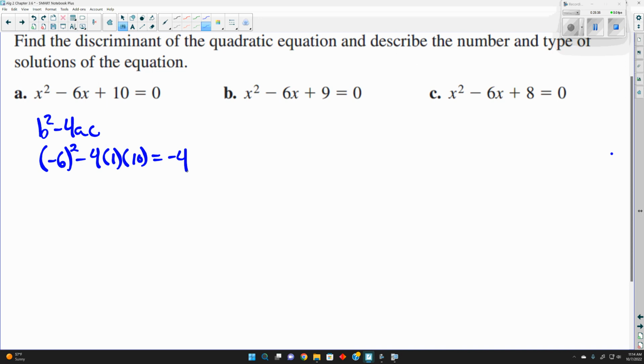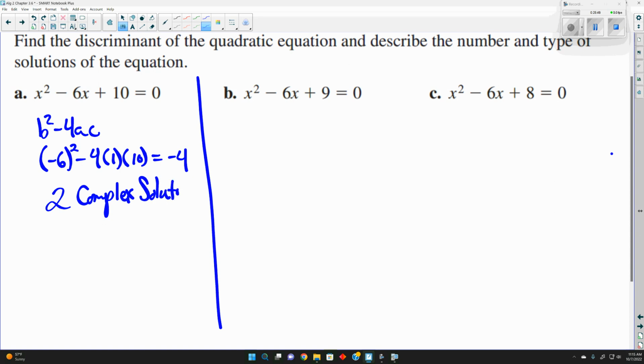Is it greater than 0, less than 0, or equal to 0? Less than, because negative 4 is less than 0, yes? So that means we have two imaginary, or we could say complex, solutions. And this is all I'm going to want you to find, especially on the homework. I want you to find the value of the discriminant, the type of solutions, complex, and the number, which would be 2. Because the book would also ask us to solve it, but I'm not going to ask y'all to solve it. I just want you to find these 3 pieces. That's it.